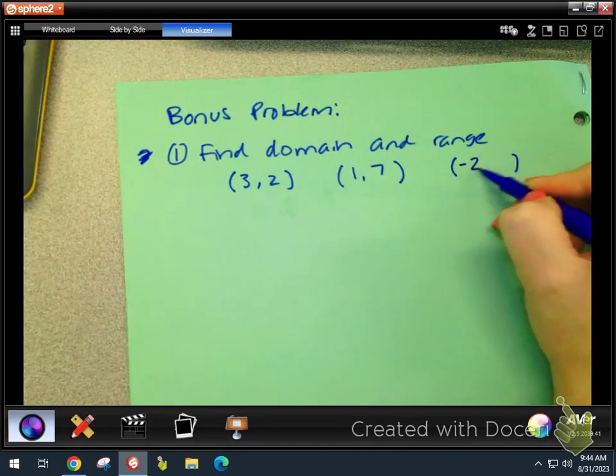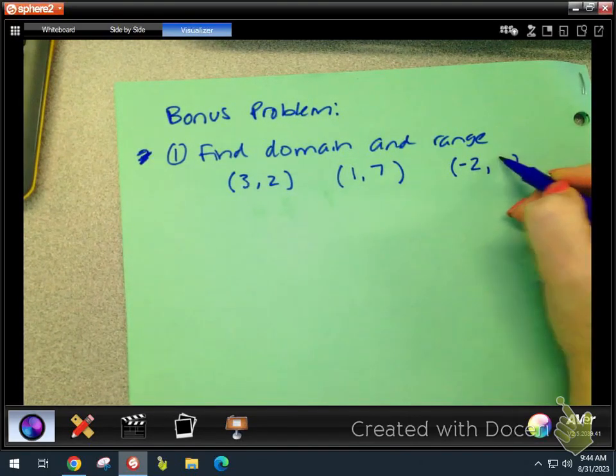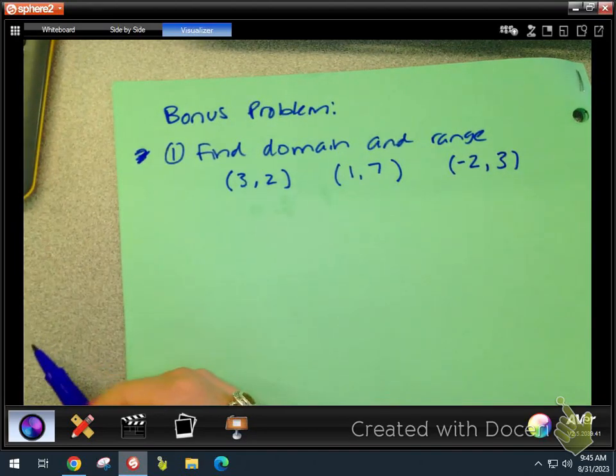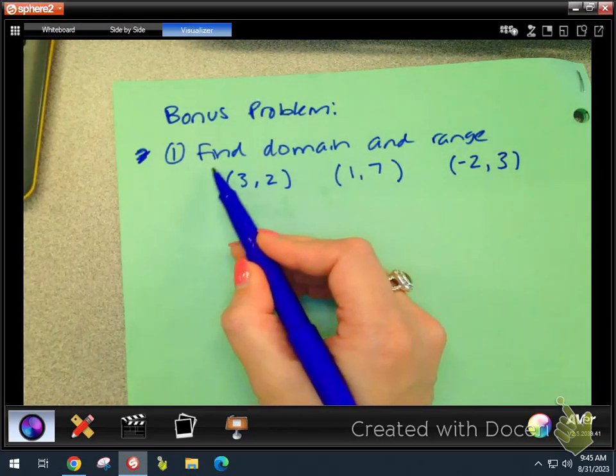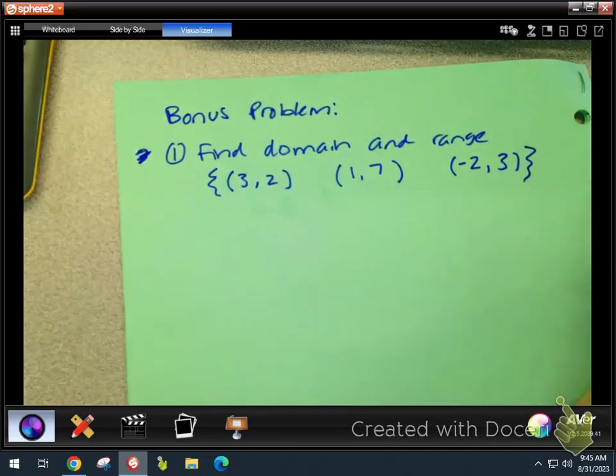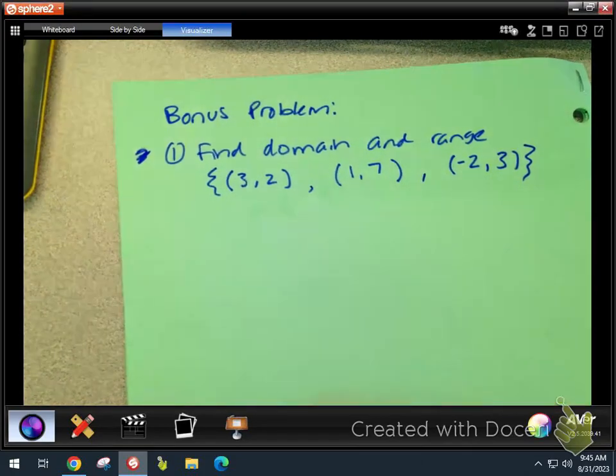-2 and 3. Okay. Perfect. So here are ordered pairs. I'm going to put this set around it because sometimes the STAR test will do that. If they have multiple ordered pairs, they'll do a set of these. I just don't want that to freak you out if you see that. But basically, I've got 3 ordered pairs here.